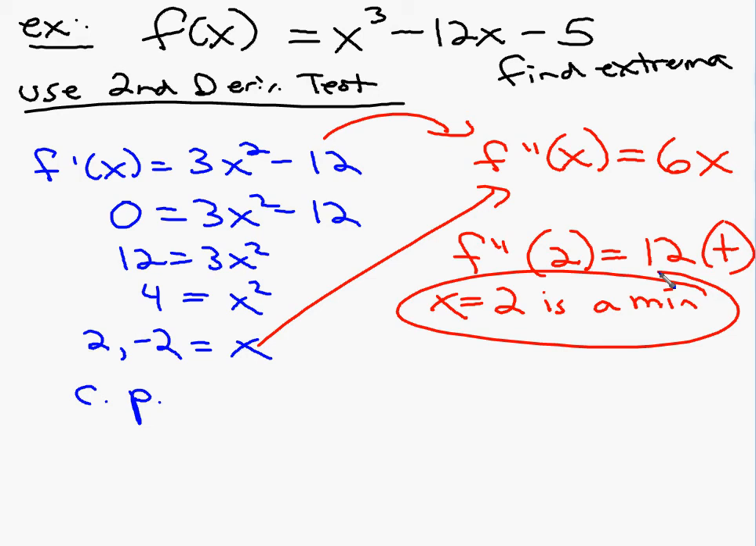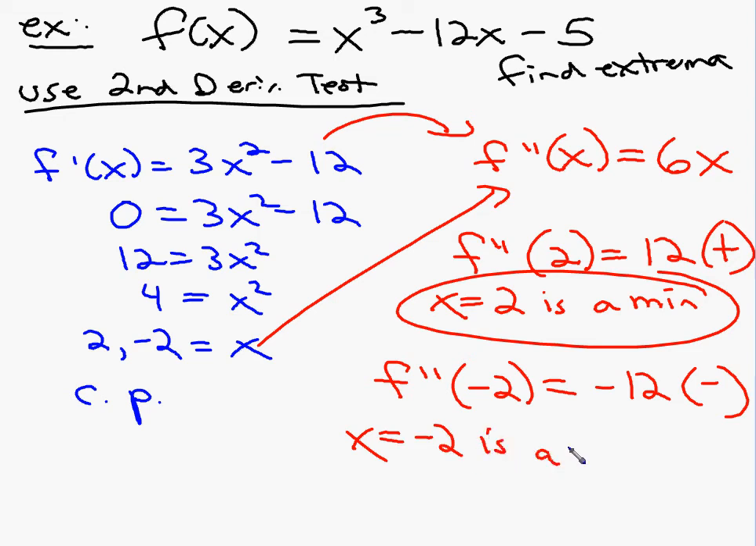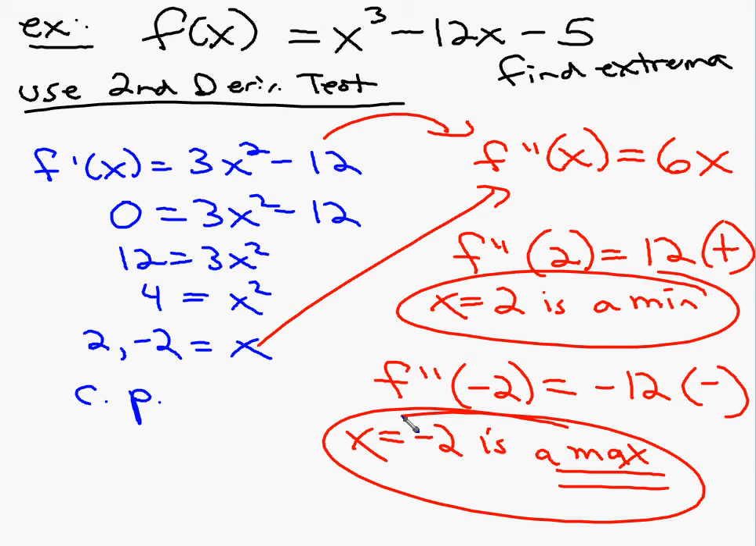And then I find f double prime of negative 2. I find out that that is negative 12. So that is negative, so x equals negative 2 is a max. I think the second derivative test is easier than the first derivative test. The one thing that you have to consider, though, is sometimes finding that second derivative is a little bit hairy. So it's not always faster, but most of the time it is.